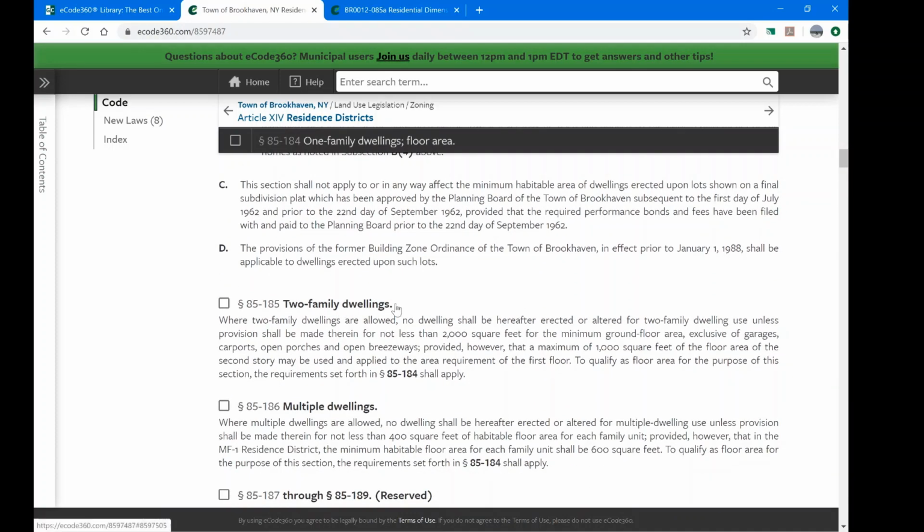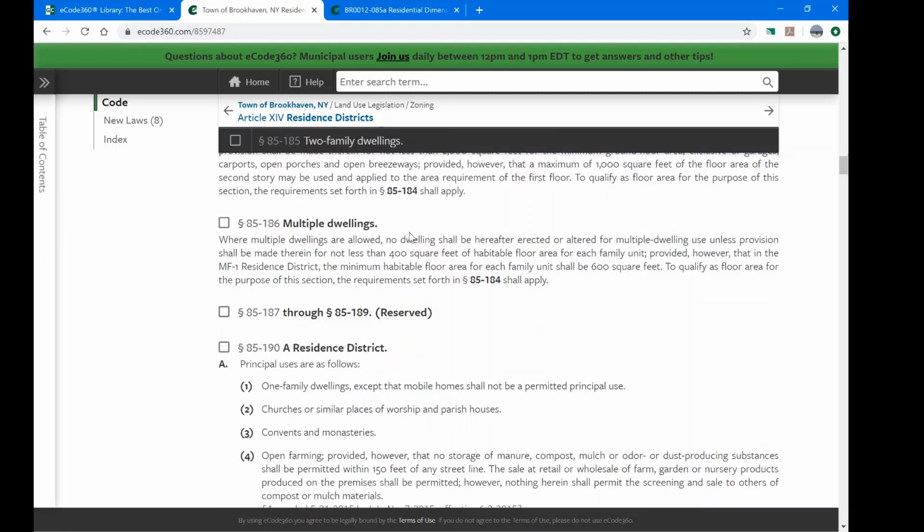If you have a legal 2-family, then you have to make sure the house is not less than 2,000 square feet. Okay, 1,000 square feet on the first floor, and the balance on the second floor. When you have multiple dwellings in districts that allow that, that's your MF districts, multifamily residence districts, the minimum habitable area for each floor unit is 600 square feet. And that's basically looking at apartment complexes for that. I'm sorry, it's 400 square feet for the MF district, and MF1 is 600 square feet. That's all shown in your tables.